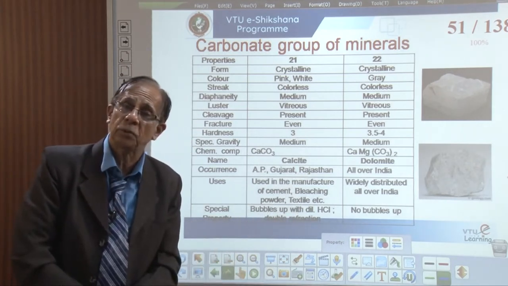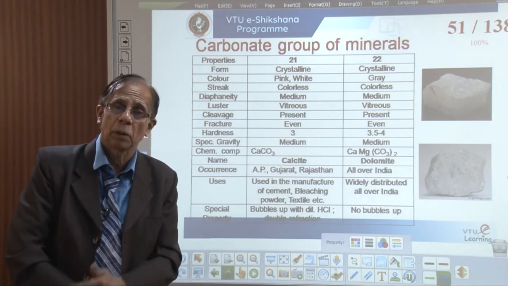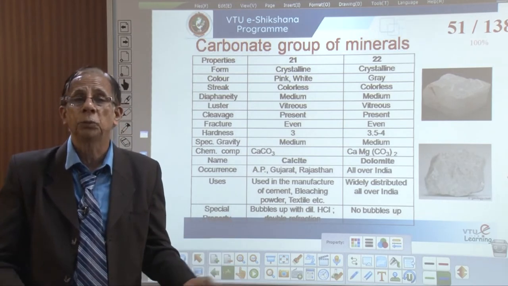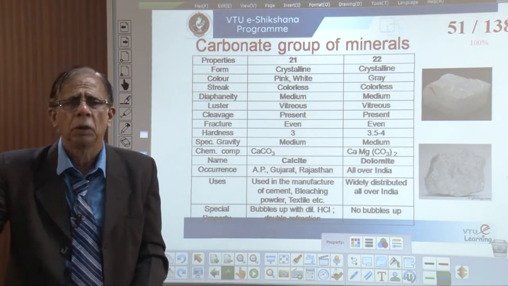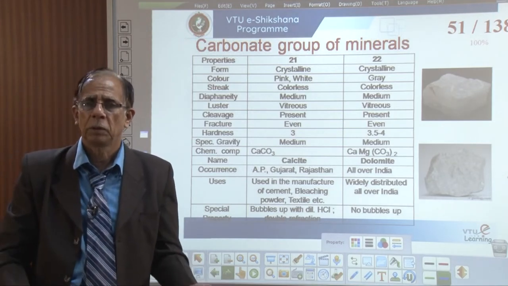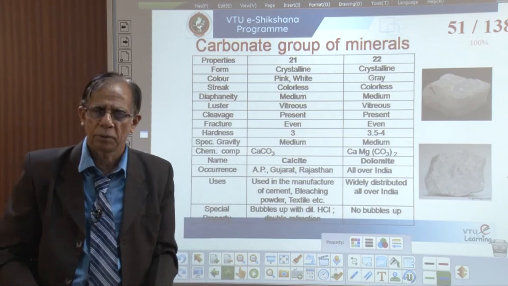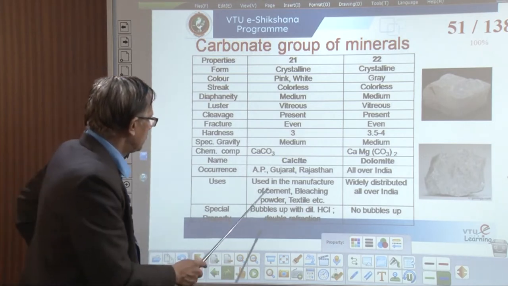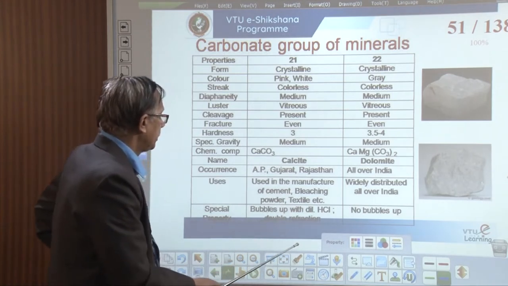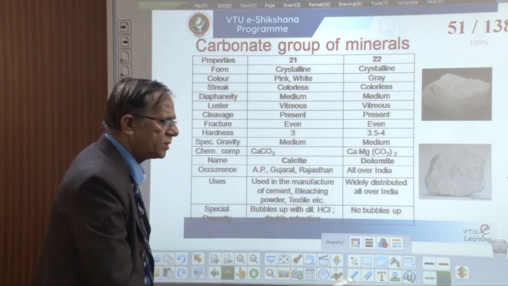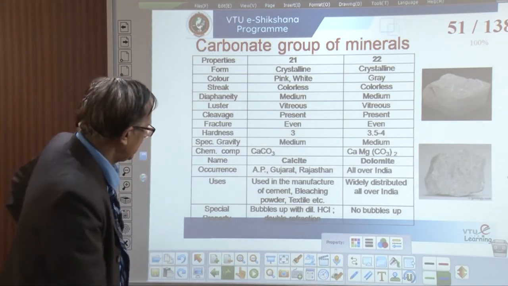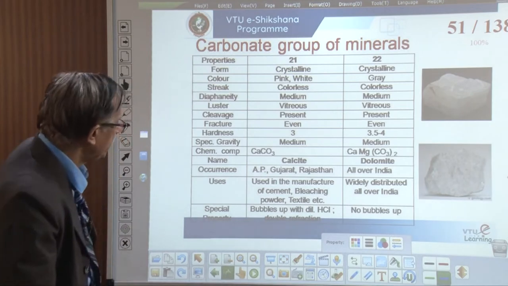And in all these places, we have marble. We have seen the Taj Mahal, the Birla Temple in Hyderabad, and Delhi. They have used beautiful marble. Everywhere it is used: flooring, decorative work. It is used in the manufacture of cement, bleaching powder, the textile industry, facing, decorative work, even carving, everywhere.